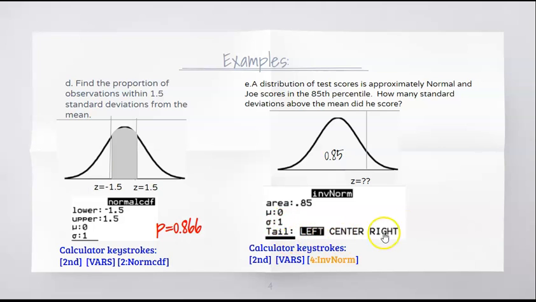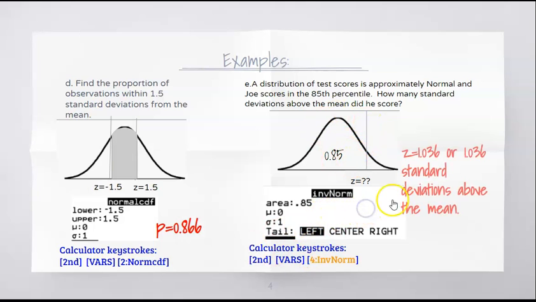And in some calculators, you have this option of tail. Usually, it's left tail. And if you look at which tail the area is in this situation, it is the left tail. So just leave it as left. When you do that, it's going to give me a z-score of 1.036. So that would mean that 1.036 standard deviations above the mean is how well Joe did. Okay?